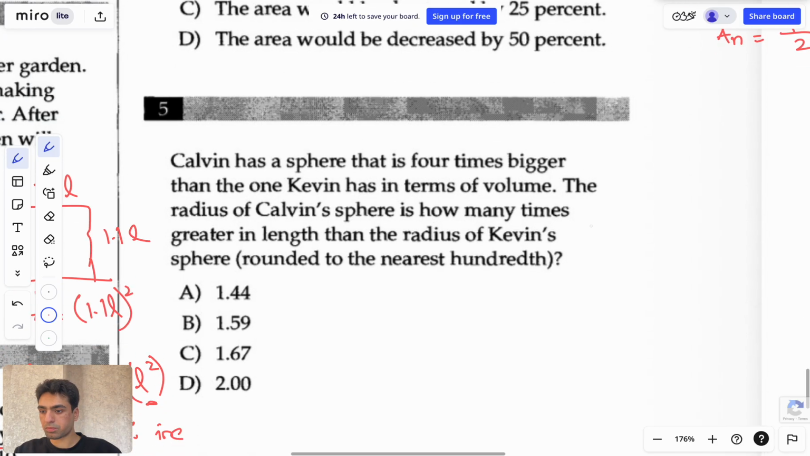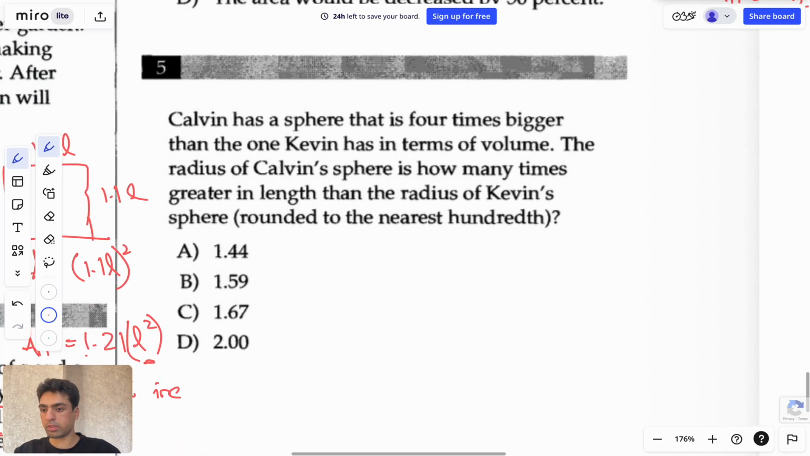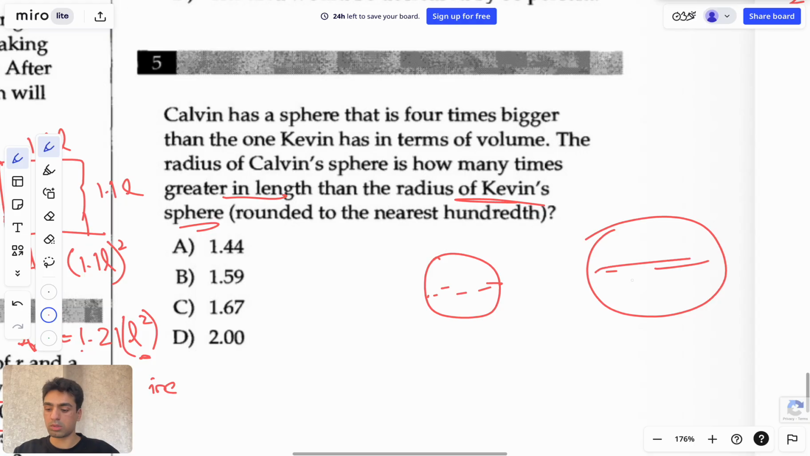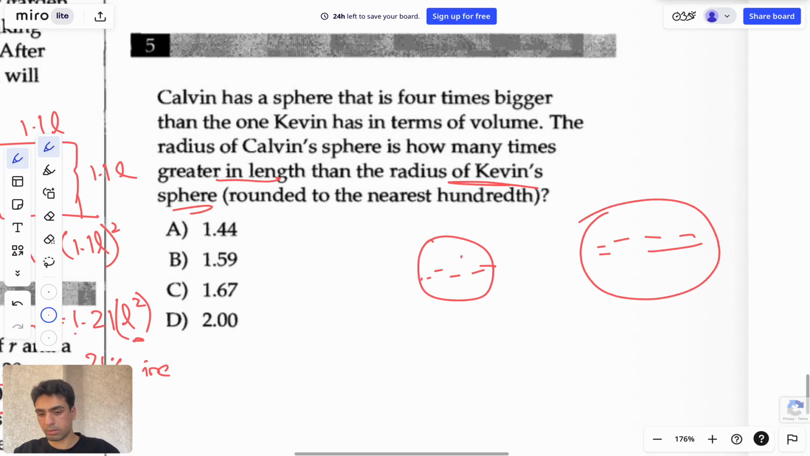Question 5. It says we have a sphere that is 4 times bigger than the one Kevin has. Calvin's sphere is how many times greater in length than the radius of Kevin's sphere? So you have 2 spheres. This is one sphere and this is another. So we're basically just comparing the volume and the radius. Let's say the radius of this one is r, and the radius of this one is uppercase R. The volume of this one is V. The volume of this one is 4V. So it's 4 times the original.